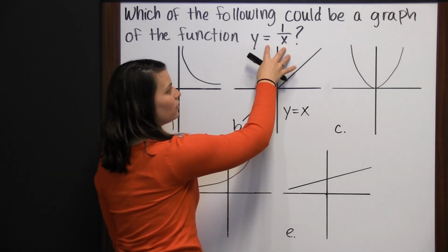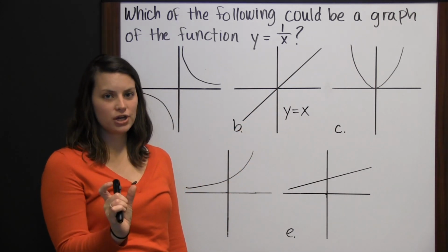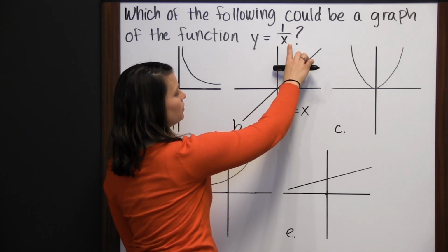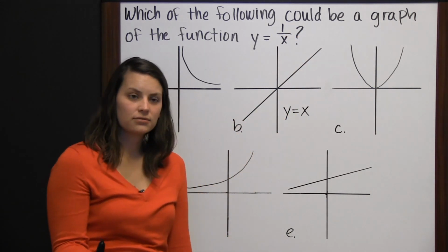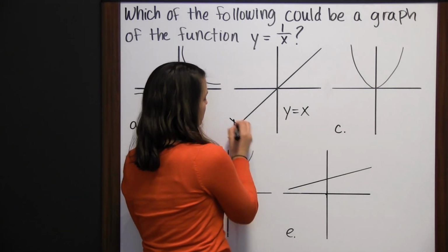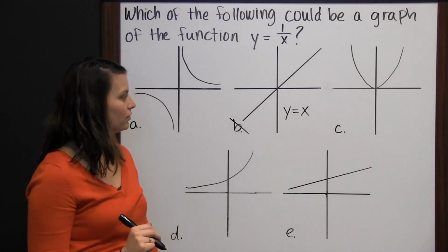By the way, this is called a rational function. The root ratio means a comparison of 2 numbers, or a fraction. And B is not the graph of a rational function. It's the graph of a linear function.